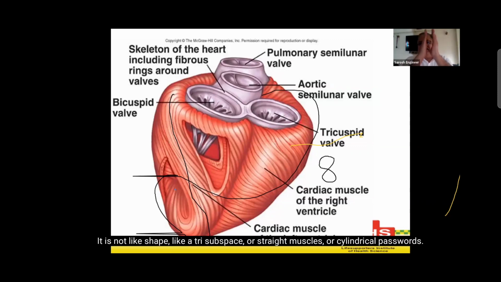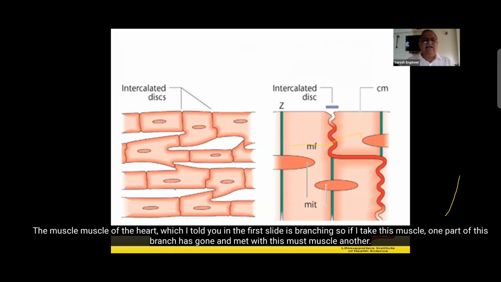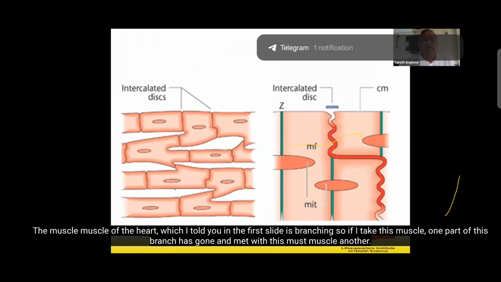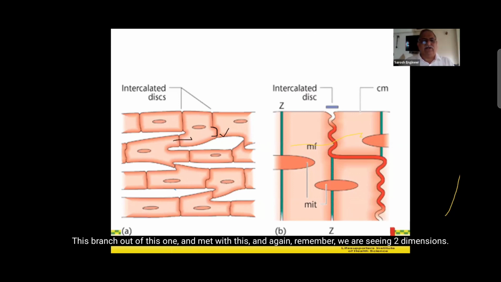It is not shaped like a triceps or biceps or straight or cylindrical muscles. It is turning on itself. That is one reason. The second reason is that the muscle of the heart, which I told you in the first slide, is branching. So if I take this muscle, one part of this branch has gone and met with this muscle. This branch has gone and met with this.